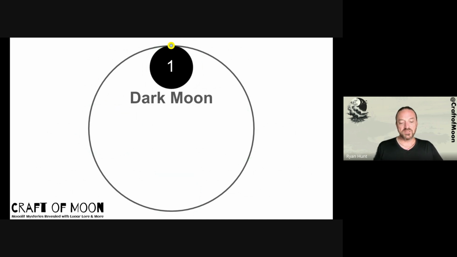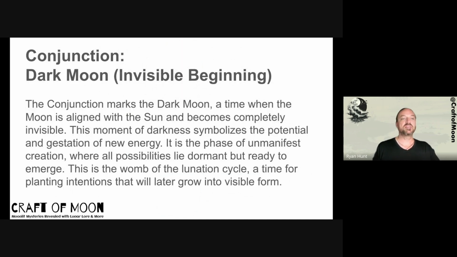Looking at the dark moon, this is the conjunction, and it represents the invisible beginning. The conjunction marks the dark moon, a time when the moon is aligned with the sun and becomes completely invisible. This moment of darkness symbolizes the potential and gestation of new energy. It's like planting season. It's when we start seeding things for potential and possibility. It's the phase of unmanifest creation, the idea in our mind before it starts to come into fruition, where all possibilities lie dormant but ready to emerge.